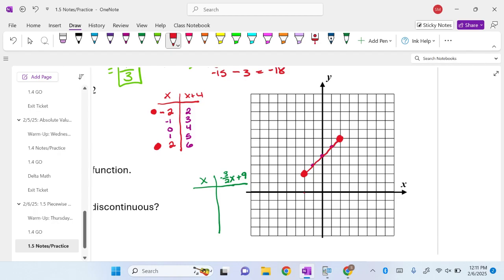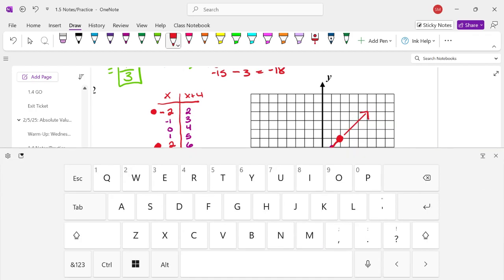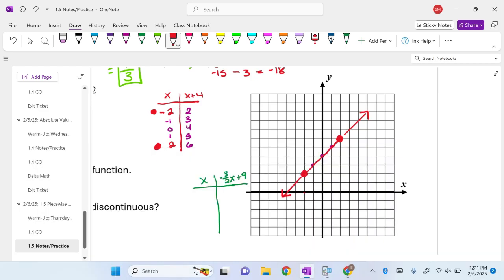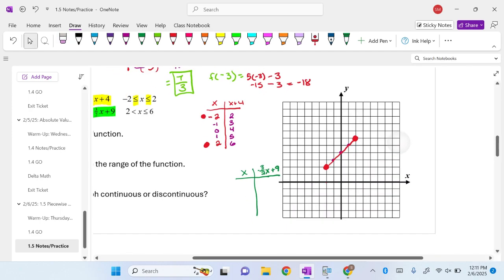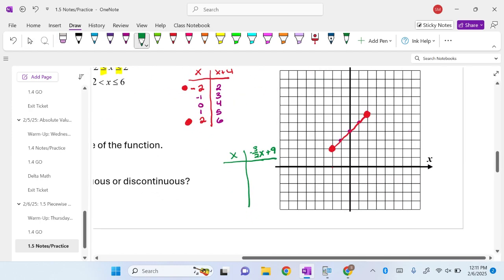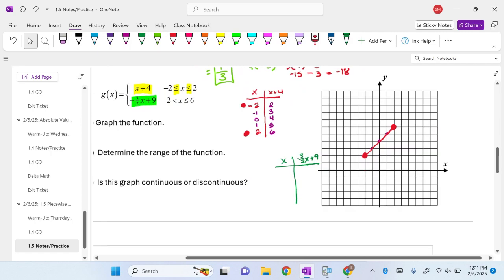Now, you're not going to draw arrows going on. Why would I not draw an arrow like this? Why can't I do that? Say it one more time. It doesn't keep going. We're only looking at that graph between negative 2 and 2. So we don't draw arrows because arrows imply it keeps going in whatever direction the arrow's going in. All right. Now let's do the second function.